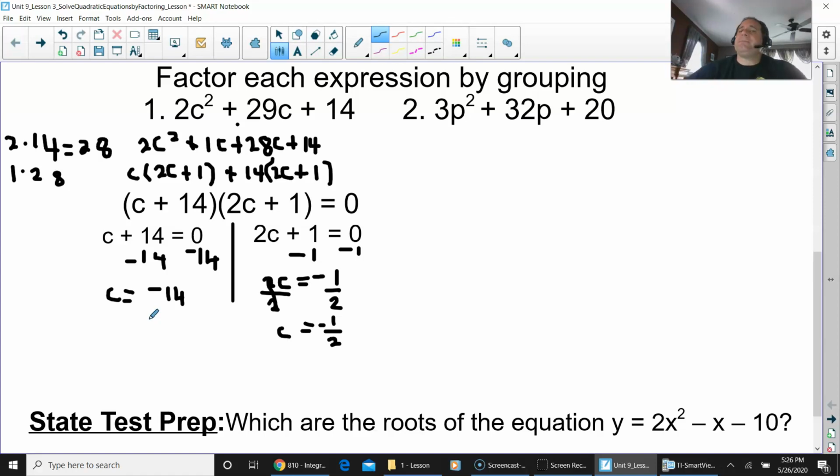All right, so take a look at number 2. Go ahead, factor this expression by grouping, and then we'll come back. We'll take it that one step further to actually go ahead and find the roots of this quadratic. Go ahead, press pause now.